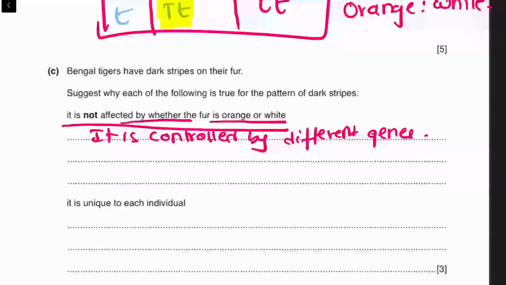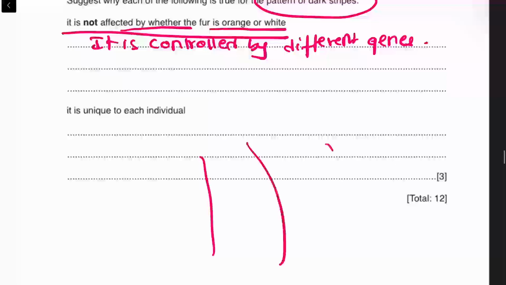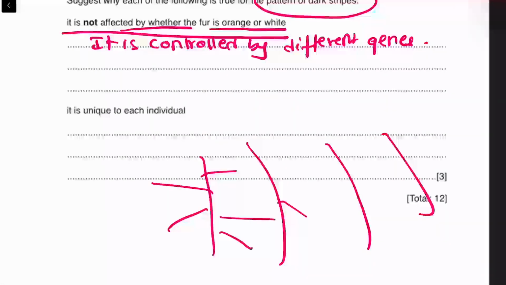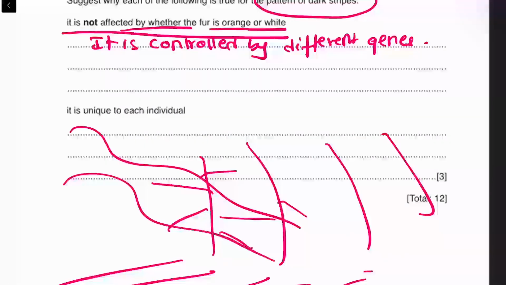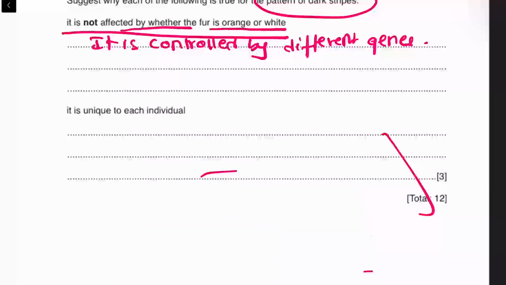It is unique to each individual. Like some people wear black and some white. So it is the pattern, right? The pattern of the stripes. Some tigers can have stripes like that, some tigers will have stripes like this, some tigers will have stripes this way, some will go this way. So it's independent, right? So remember that. The pattern is coded for by a different gene. It is unique to each individual.